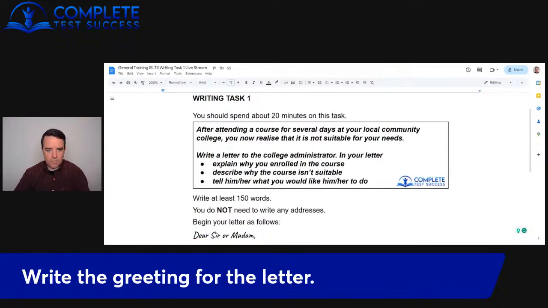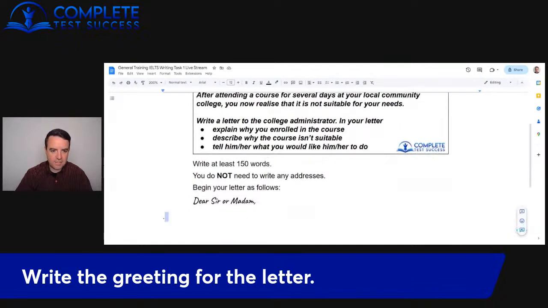Okay, so you guys, this is a fairly easy part of the essay. And in fact, it actually tells you what to write at the very bottom. At the bottom of it, it says, begin your letter as follows, dear sir or madam. That's genuinely as simple as that. We just need to say, dear sir or madam. So I'm going to put that in.